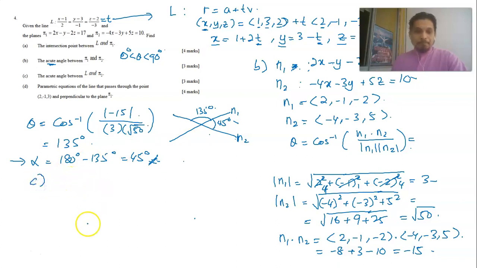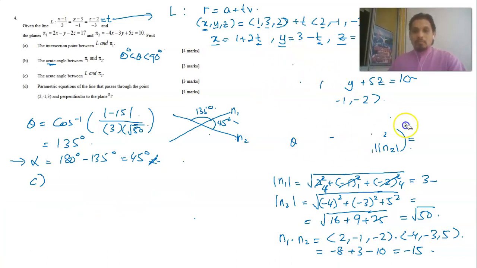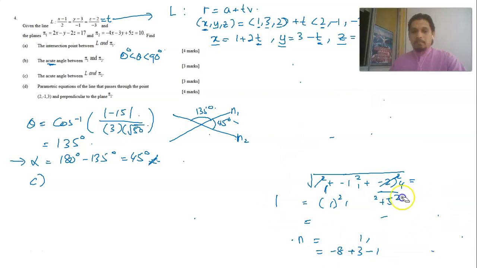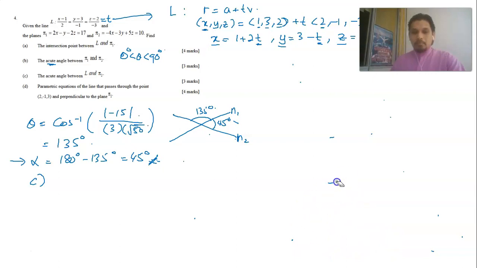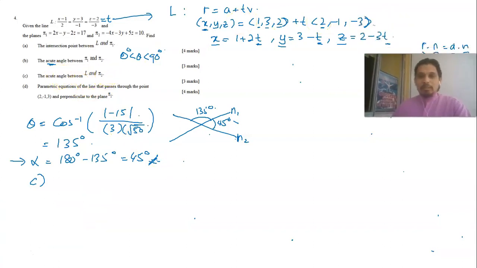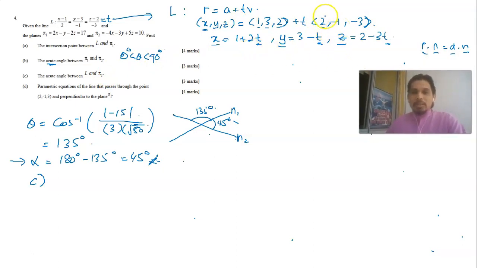Question C. Okay, I think that I need to clear all this first then. Okay, question C, the acute angle between L1 and pi 2. So now we are referring to this vector for L1. We are referring to this, our reference vector for L1 and pi 2.